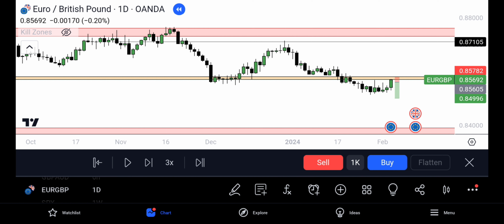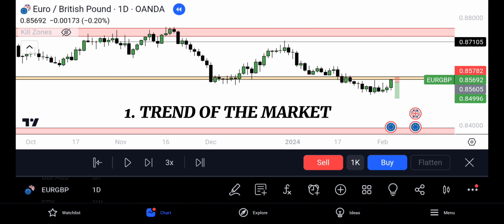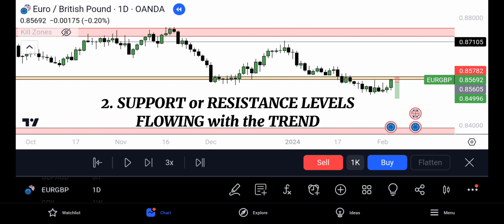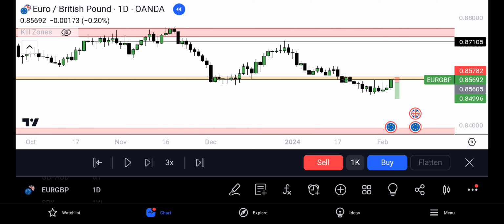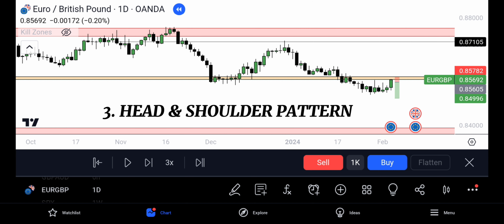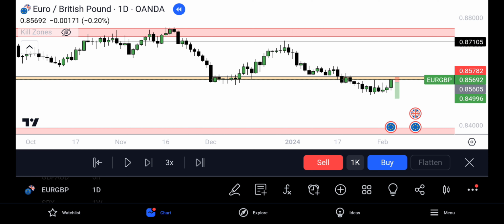Before I get into any trade, there are 5 things I look out for. The first thing is the trend of the market. The second thing is the support or resistance level flowing with the trend of the market. The third thing I look out for is the head and shoulder pattern that I trade. The fourth thing that I look out for is liquidity. And the fifth and final thing that I look out for is imbalance. And in this video, I'll be showing you guys how I use these 5 elements to get this high quality trade set up on EURGBP, right? So let's get down to it.